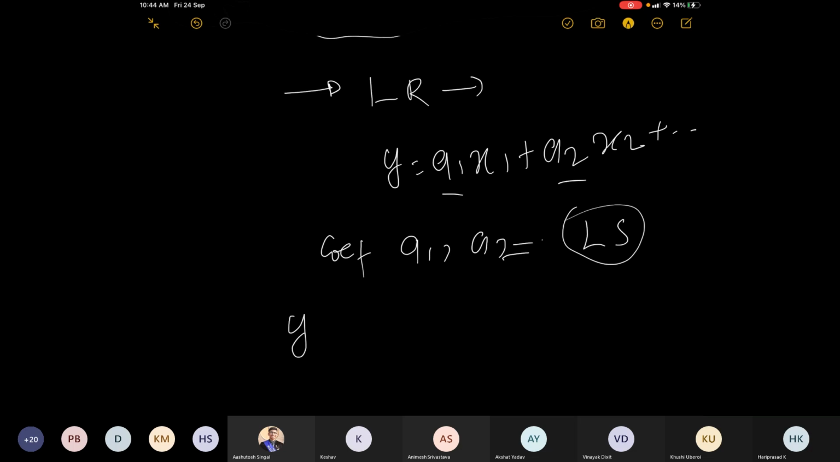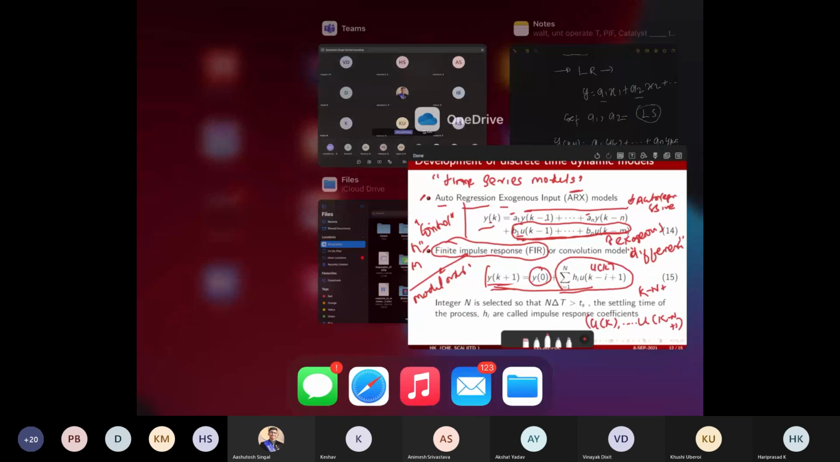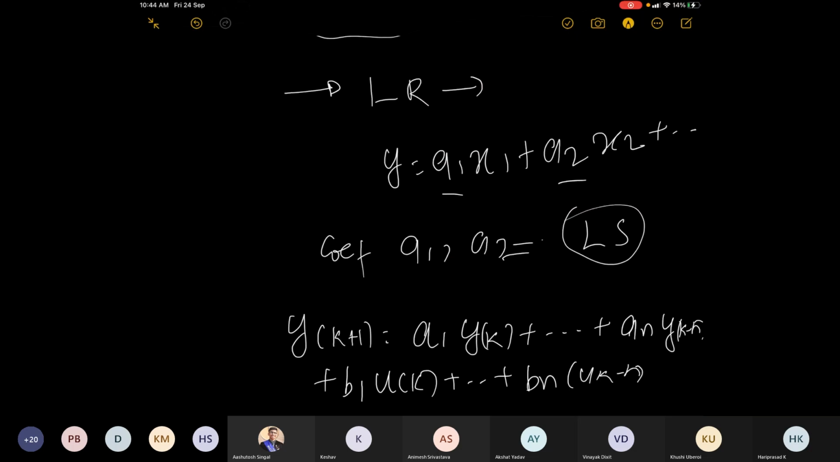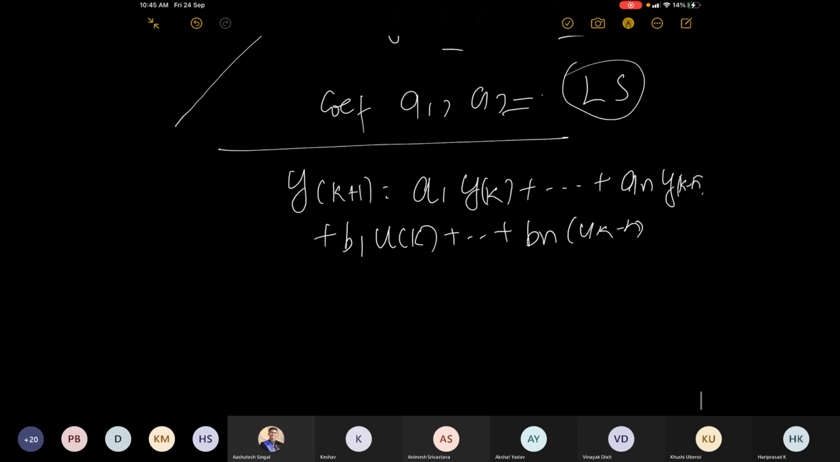For ARX models, which is y at k plus 1, let me use the same notation, equal to a1 y of k plus, what is the n value? I think an, an y of k minus n. Similarly, it is b1 u of k plus bm u of k minus m. So here again, what is the modeling problem? You are interested in finding coefficients a1 to an, assuming n is fixed and given to you, and m is fixed and given to you, or there are ways to figure that out.